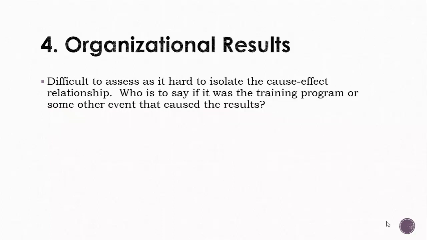Organizational results are ideal measurements to determine the effectiveness of a training program. However, they are difficult to determine because it is hard to isolate the cause-effect relationship between training programs and organizational results. The time difference between a training program and the availability of reports on organizational results could take months. How can we be sure that it was the training program or some other event that caused the results?